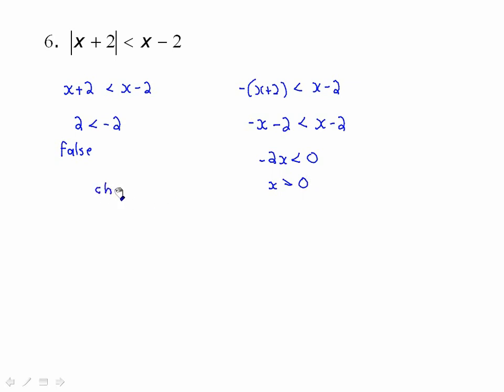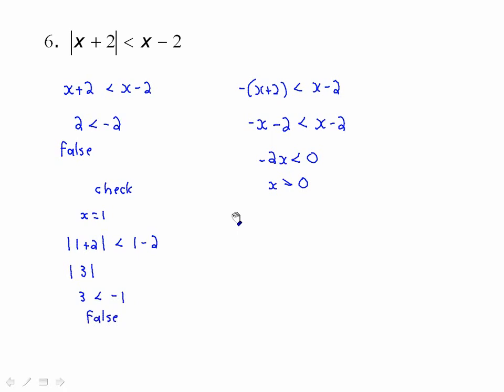So if you want to check this algebraically, pick one that should work, which would be, say, x is 1. And if you substitute that in, now this one, remember, should give you a true statement, because it is greater than 0. So the absolute value of 1 plus 2 should be less than 1 minus 2. And 1 plus 2 is 3. Absolute value of 3 less than 1 minus 2, which is negative 1. False. So something that was supposed to be true did not work. So that means that's not going to be a solution.